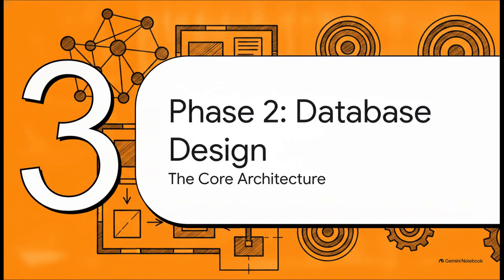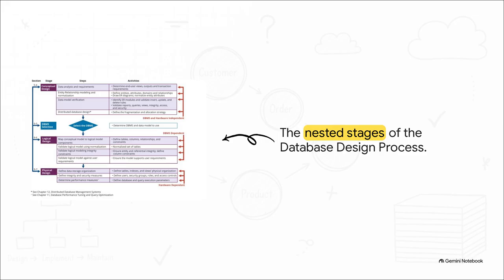Section 3, DBLC Phase 2, Database Design. Database design is the absolute core of the database lifecycle. It's where the actual architecture of your system is conceptualized. When we map this out, you'll see database design isn't just one single step. It's broken down into conceptual design, DBMS selection, logical design, and physical design. We literally move from a high-level, hardware-independent view all the way down to the nitty-gritty, hardware-dependent storage details. Let's unpack these layers one by one because they're absolutely crucial to understand.